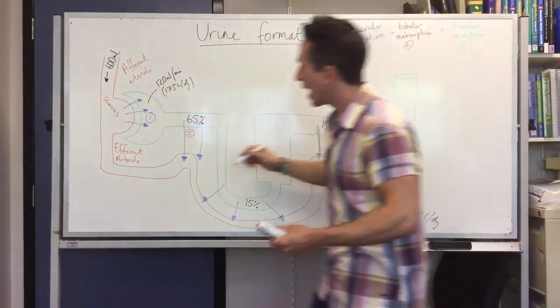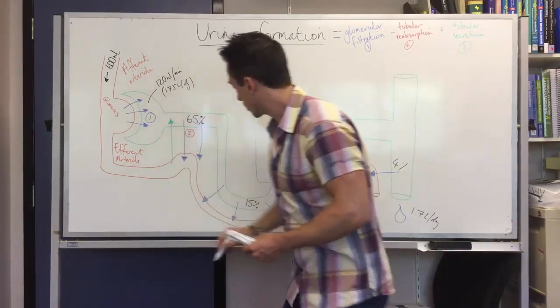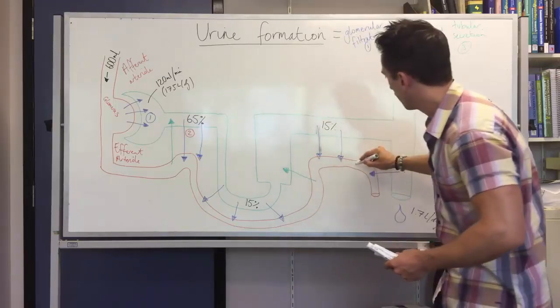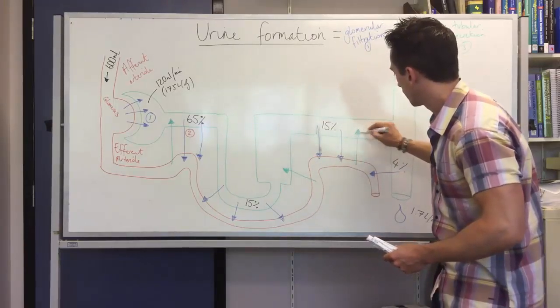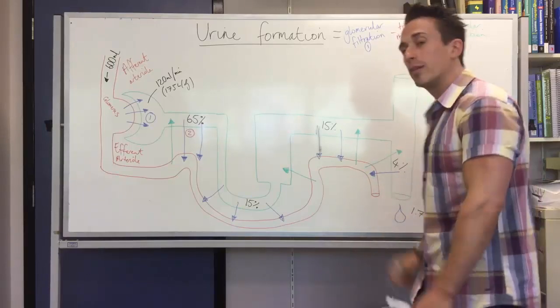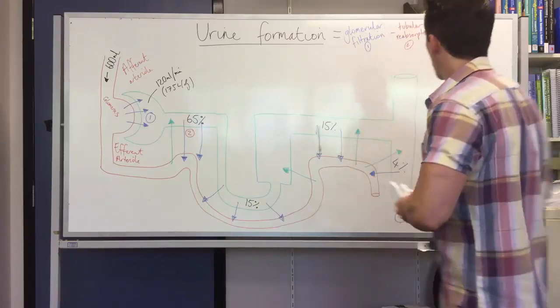And again, this can happen at different stages or different parts of the nephron. Okay? But usually it's not a huge amount, okay? Not a huge amount. So what can we see?